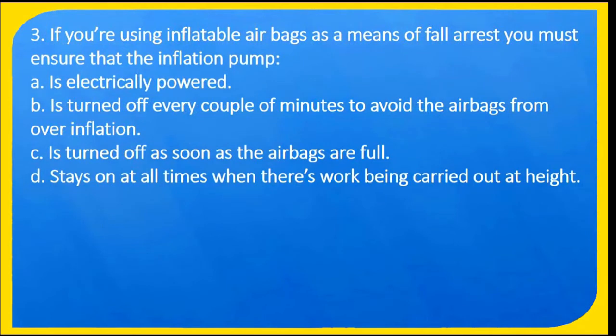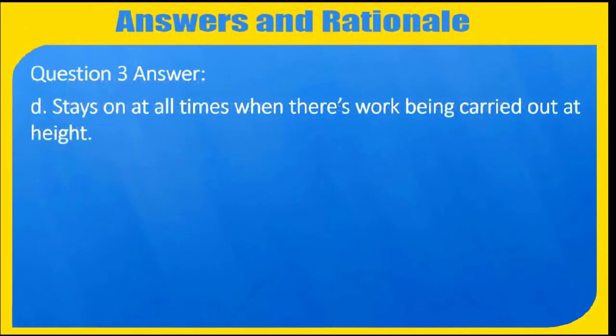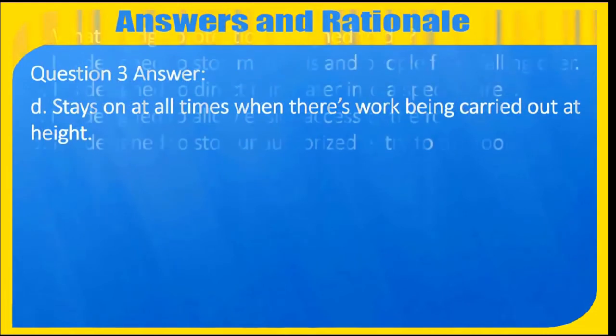Question 3. If you are using inflatable airbags as a means of fall arrest, you must ensure that the inflation pump A. is electrically powered. B. is turned off every couple of minutes to avoid the airbags from overinflation. C. is turned off as soon as the airbags are full. D. stays on at all times when there's work being carried out at height. Question 3. Answer. D. stays on at all times when there's work being carried out at height.